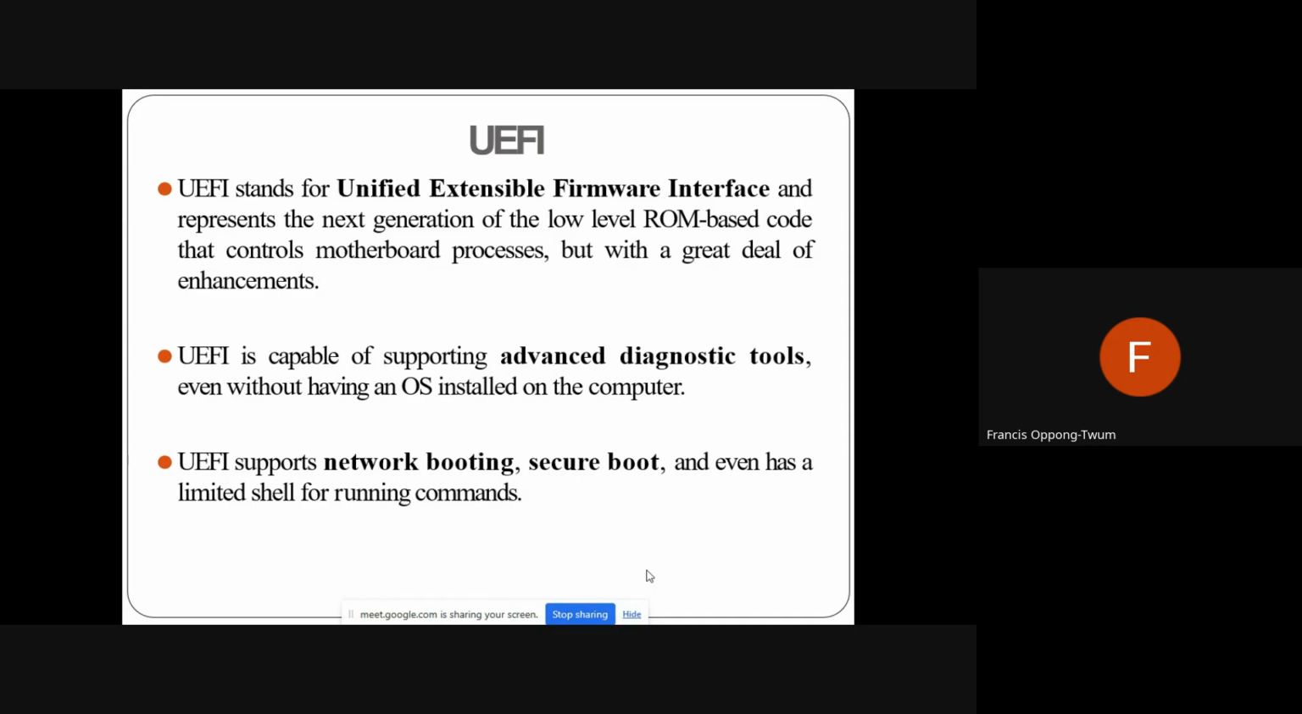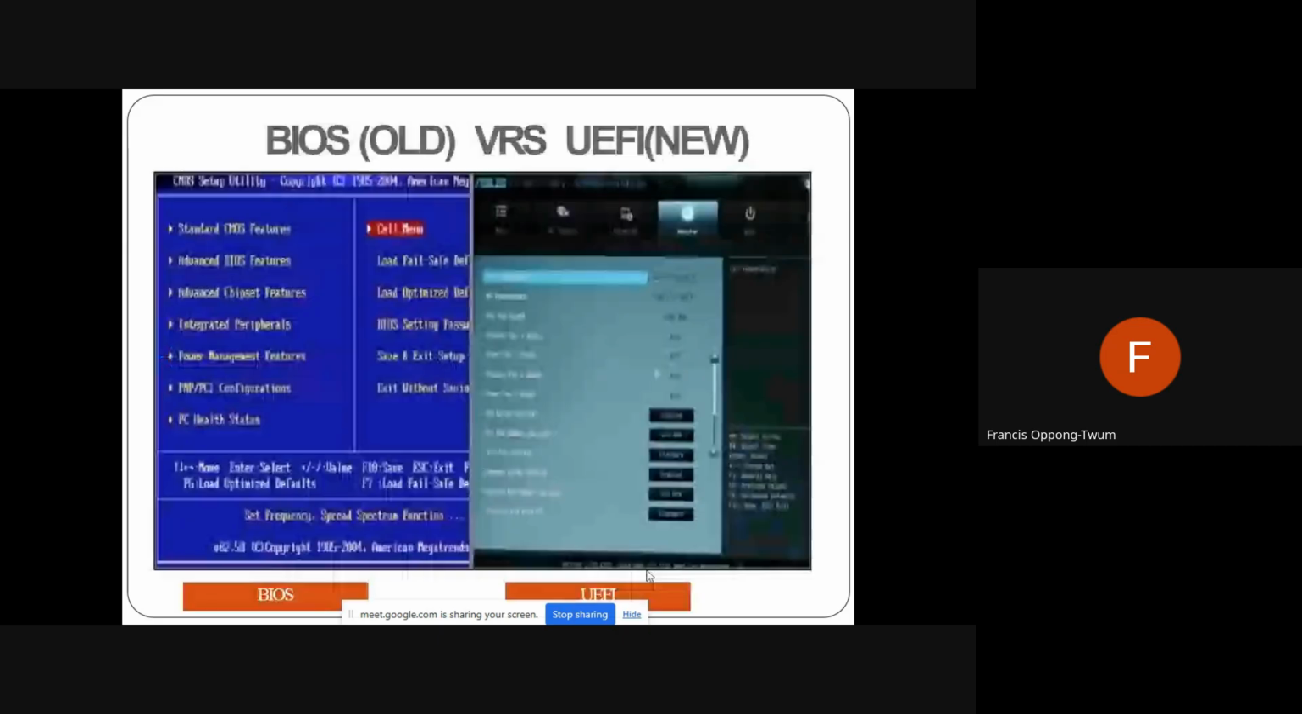So the UEFI is capable of supporting advanced diagnostic tools, even without having an OS installed on the computer. That one is true. The UEFI supports network booting, the UEFI supports secure booting, and the UEFI has a limited shell for running commands. So this one is the new technology, and it outsmarts the BIOS.